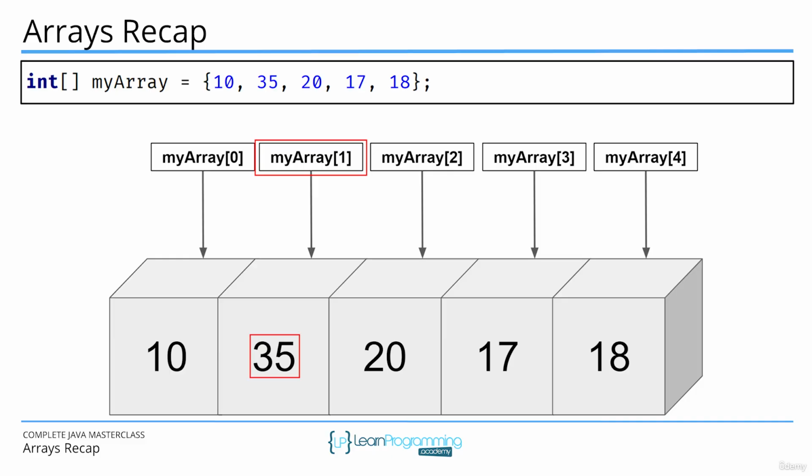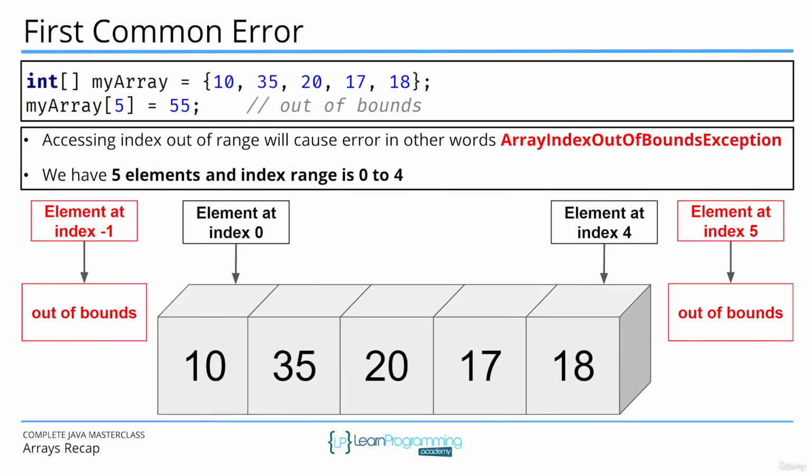Alright, let's see some of the common errors that occur when working with arrays. Here's an example of the first common error, array index out of bounds. As you can see, I'm trying to assign the element at index 5, and that index doesn't exist, in other words, it's out of bounds. And the same goes if I use a negative index because arrays can't have a negative index. The index or position of the element has to be 0 or higher, but note that an array element's value can be a negative value.